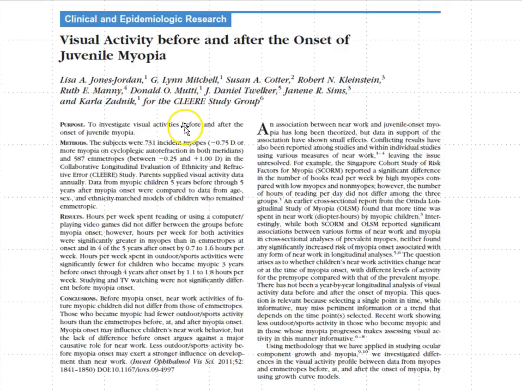I am going to take a little break now, and you can take a break, and we'll come back and continue on some of the studies leading up to making the case for activity as a likely cause, or for the lack of activity as a protective agent for myopia.